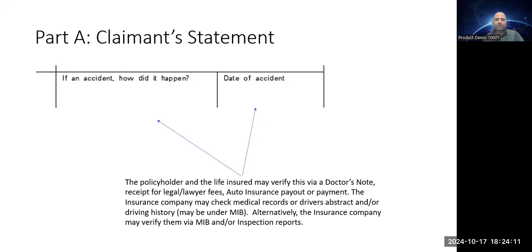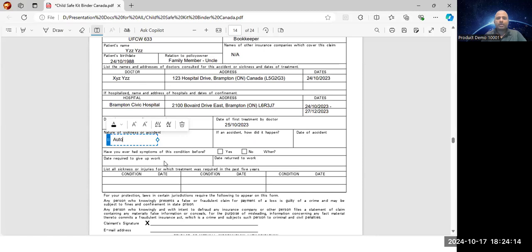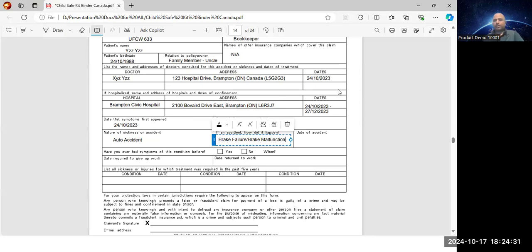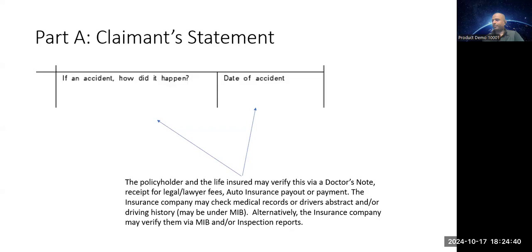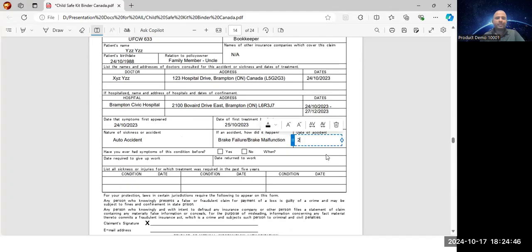Okay, so let's go ahead and fill this out. Let's say this is an auto accident. If an accident, how did it happen? So let's say this was brake failure, brake malfunction. Furthermore, you will need to type in the date of the accident for insurance purposes. Let's say this is the same day when you were hospitalized. So let's say 24th October 2023.